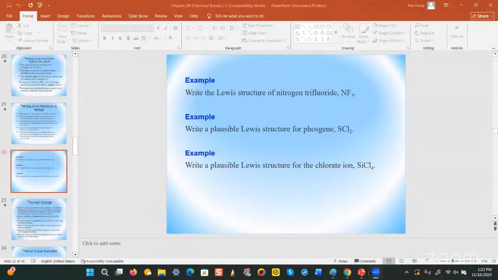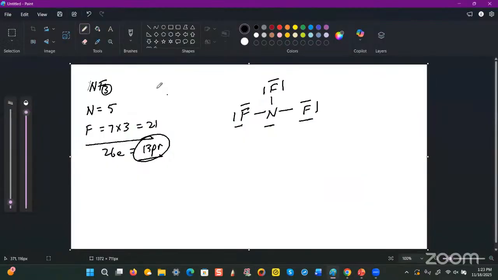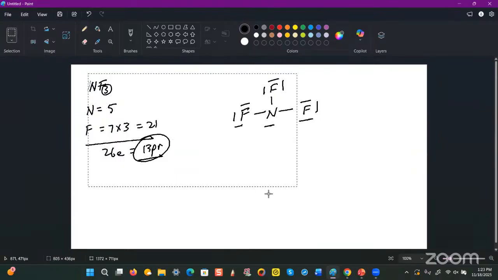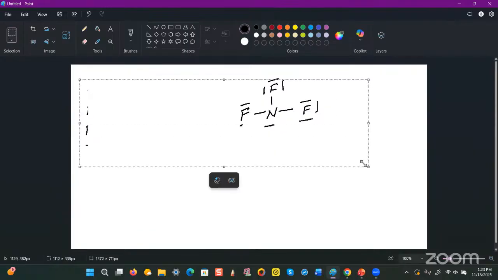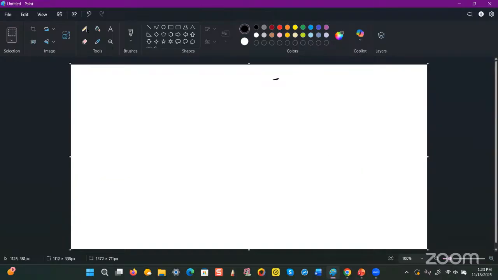SCl2. So we're going to do the same thing as we did for NF3. So let me get rid of all this. Okay, so SCl2, sulfur dichloride, is the next molecule, all right? So we're going to go through the same steps as before.